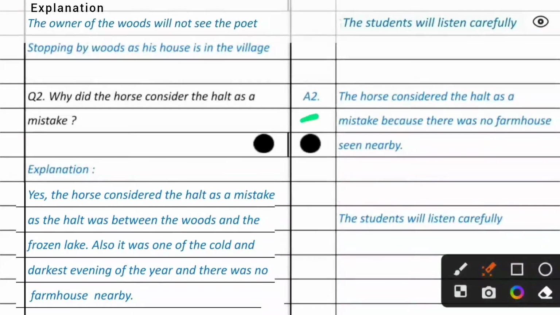And the students will give the answer. The horse considered the halt as a mistake because there was no farmhouse seen nearby. And here again she'll give the explanation for the answer, and the students will listen carefully.